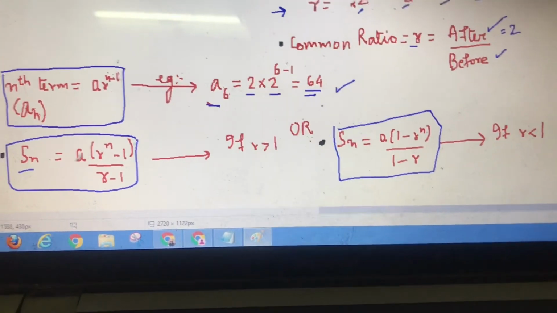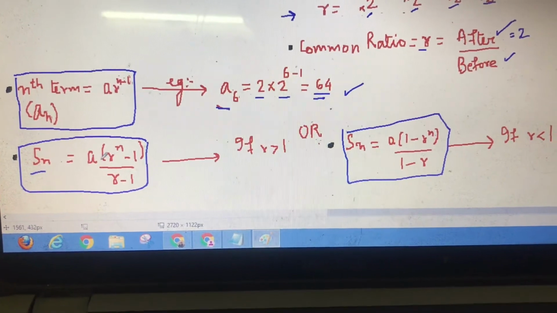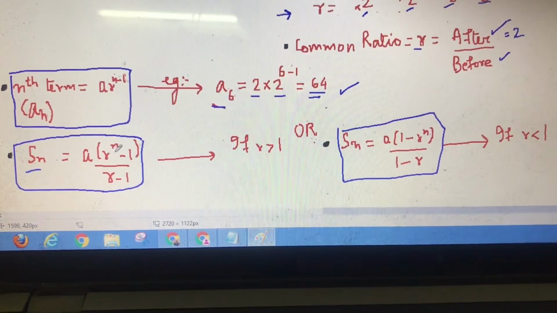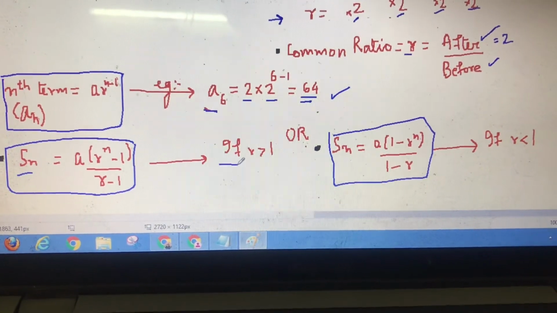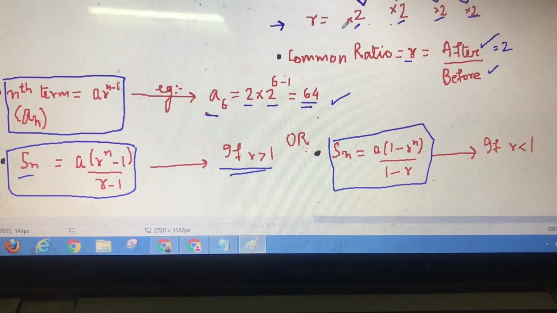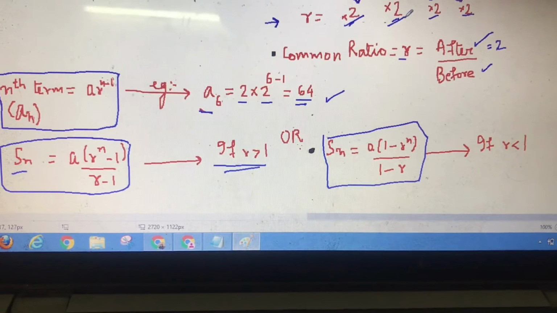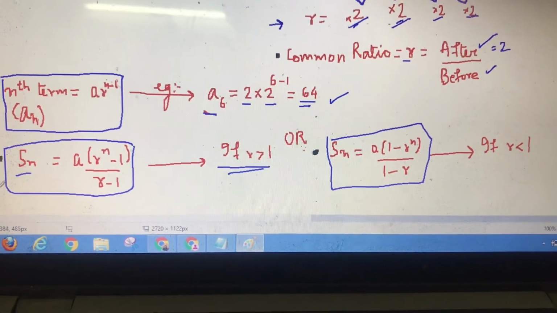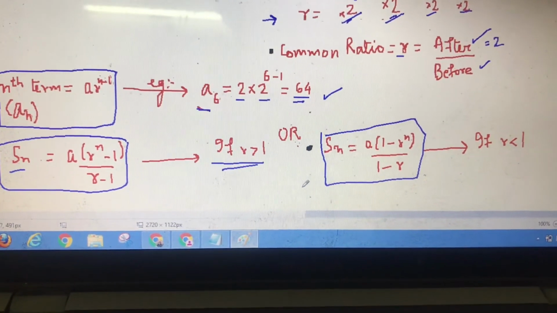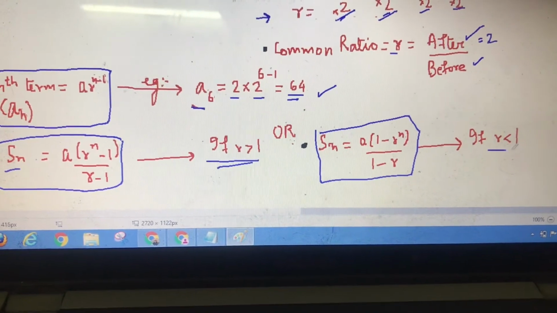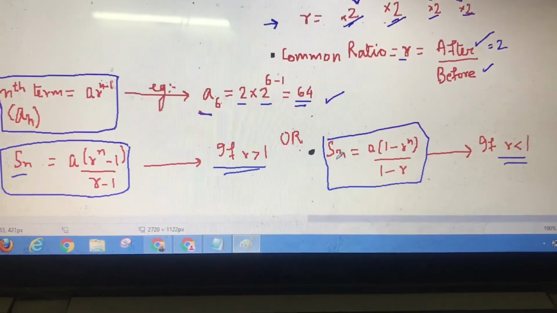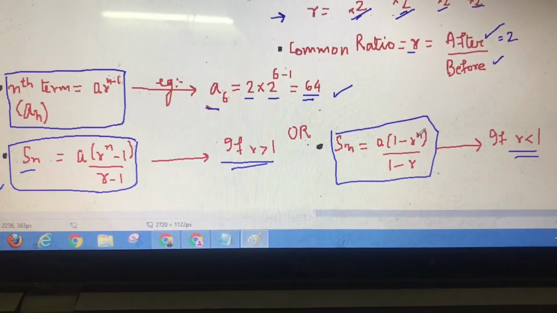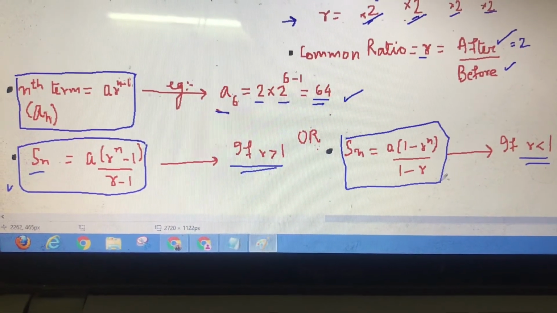Now see, the sum of n terms is equal to a into r raised to power n minus 1 upon r minus 1 when r is bigger than 1. Now in this case r is bigger than 1, it is 2. So we'll use this formula for finding the sum of n terms. And when r is less than 1, in fractions, then the formula becomes: sum of n terms is equal to a into 1 minus r raised to power n divided by 1 minus r.